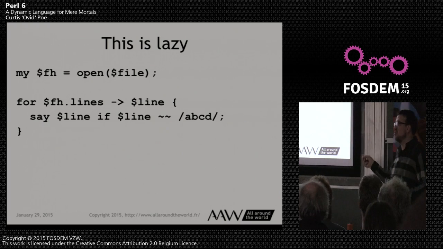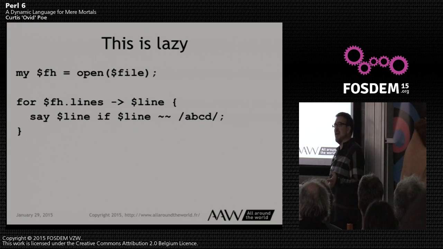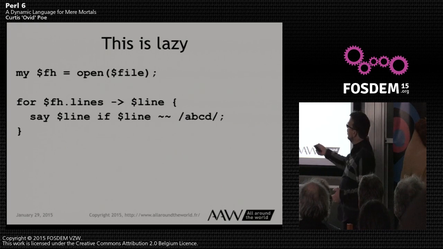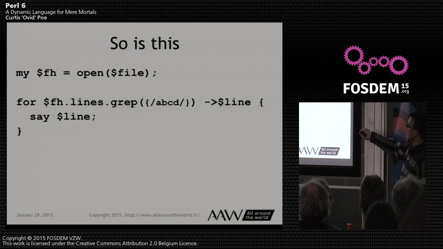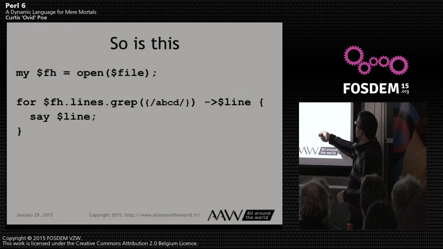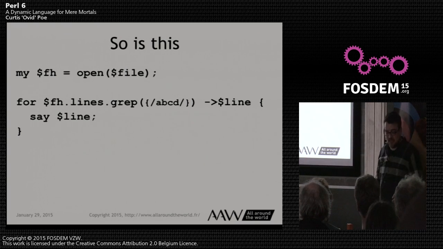So many times the distinction between while and for kind of goes away. In Perl 5, for reads in lists, which automatically flatten. While tends to use iterators. Here, that's lazy. Say line, if line smart matches a regular expression. Or, we can write it a little more compact. We could just filter it directly, not even worry about the rest, and then just say the line. So lazy lists, they're just a wonderful thing.